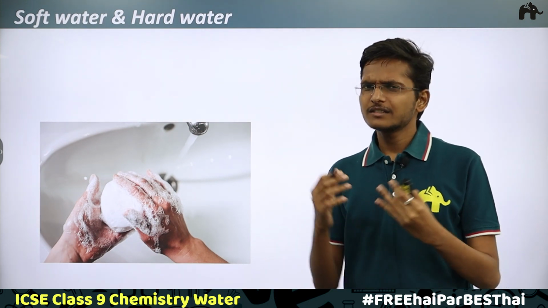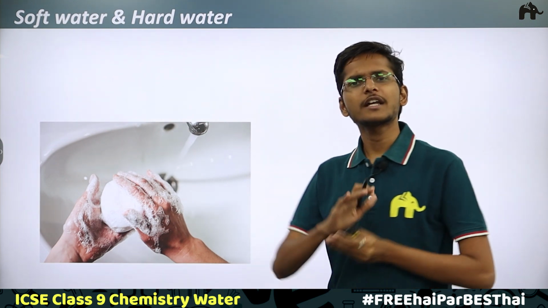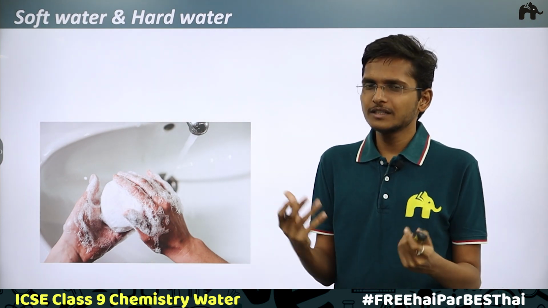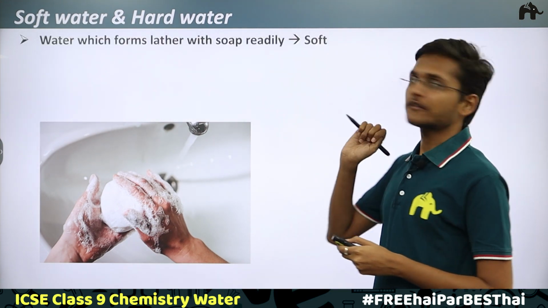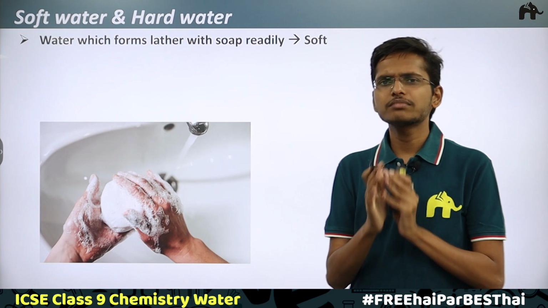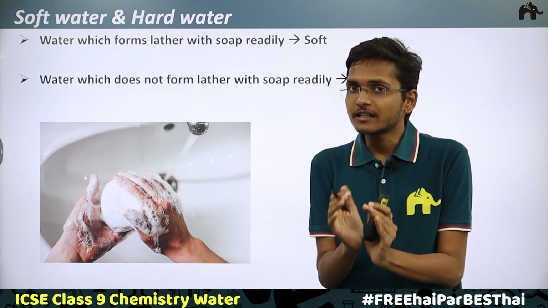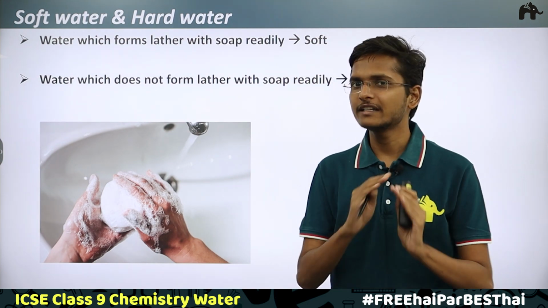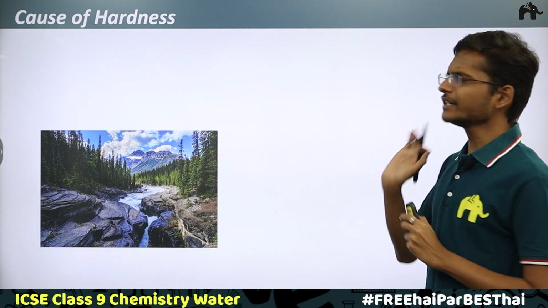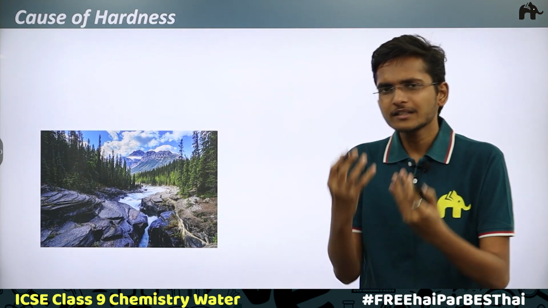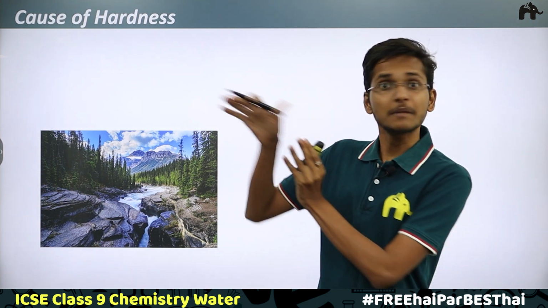Now in the normal scenarios, you take the soap, you take some water, and then you rub the soap, and you can see the lather is forming readily. So that water is soft water. So water which forms lather with the soap readily is soft, whereas water which does not form lather with soap readily is called hard water. As simple as that, very simple. Now, moving ahead, why is the water called hard water, or what causes the water to become hard?